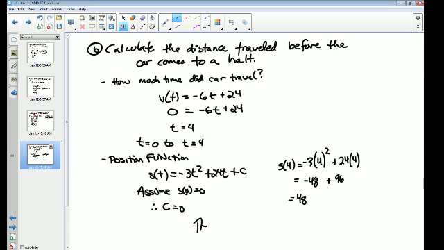The car traveled 48 meters. This is a problem statement you're going to need to get used to writing. The car is the subject of the statement. Include the 48 meters, include your units. You might get a point for that. From time t equals 0 to time t equals 4 seconds.